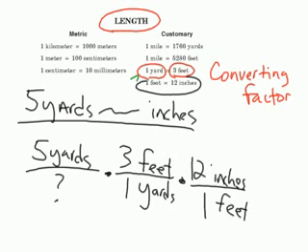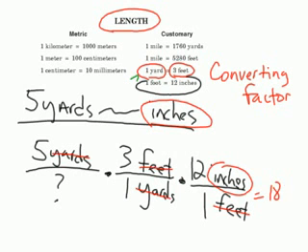Let's go ahead and do my cancellations. Yards cancels out with yards. Feet cancels out with feet. What am I left with? Inches, and that's what I wanted. Then I just multiply straight across. 5 times 3 times 12. 5 times 12 is 60. 60 times 3 is 180 inches.